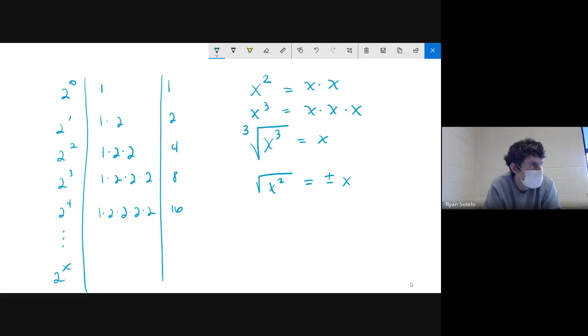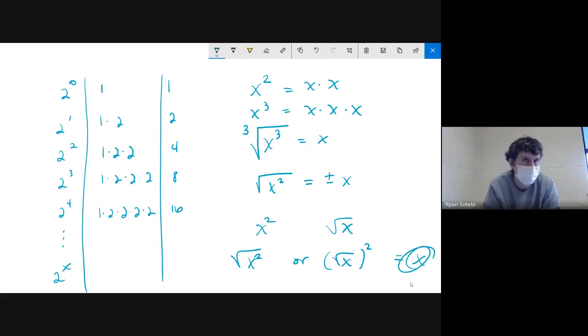Same with fourth powers and even powers. But just like how squaring and square rooting are inverse operations, if I did square root of x squared or square of square root, you're going to get basically x. Maybe it's positive or negative, but you undo the operations when you apply the inverse operation.